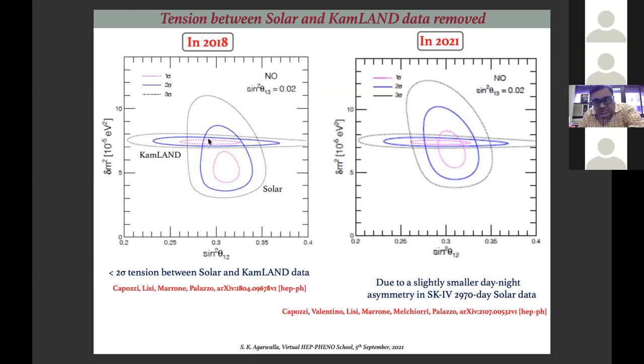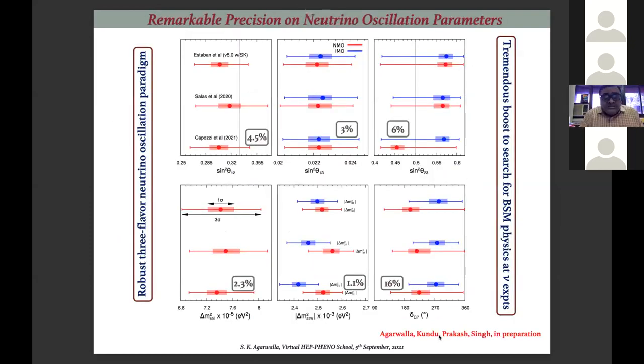Now guys, you see the picture now. This year, this tension has been removed. So now you see the solar and KamLAND data, they are matching very well, and we have one best fit. And who contributed to solve this situation? The Super-Kamiokande solar data of 2970 days. That helped us to remove this tension. So this is a nice plot.